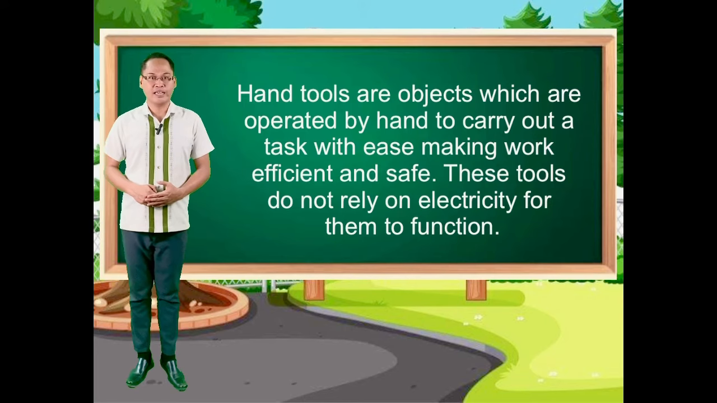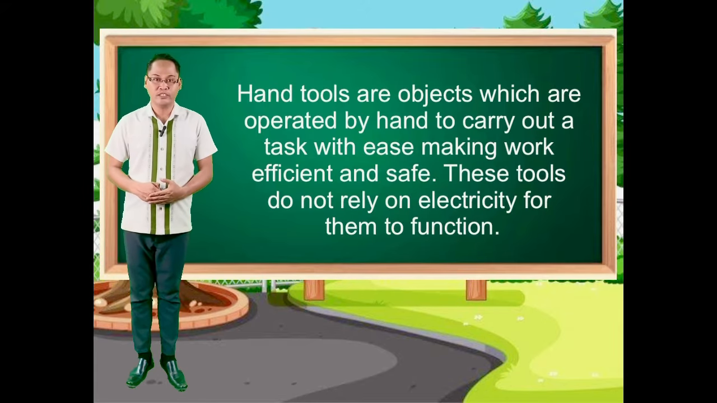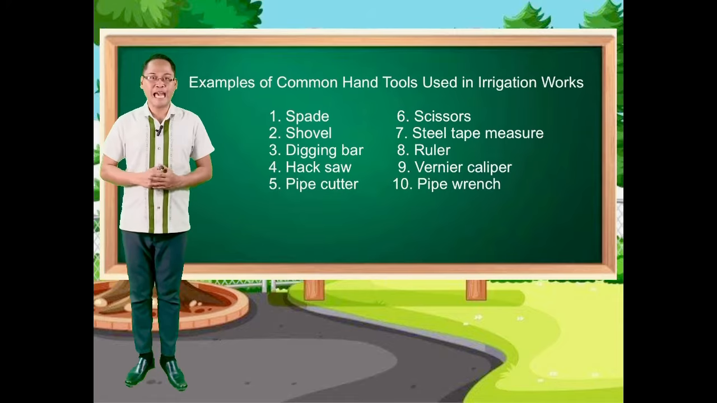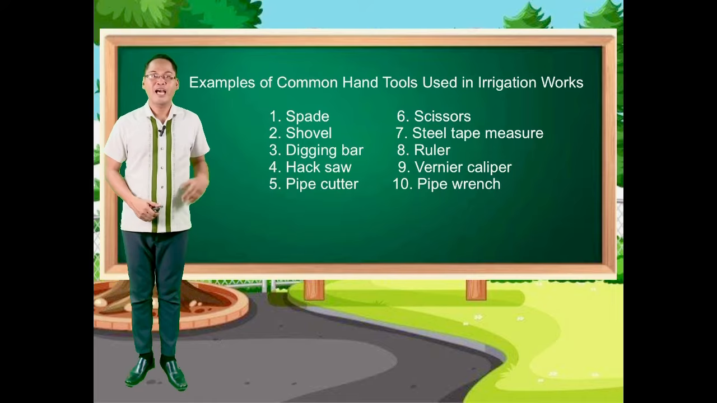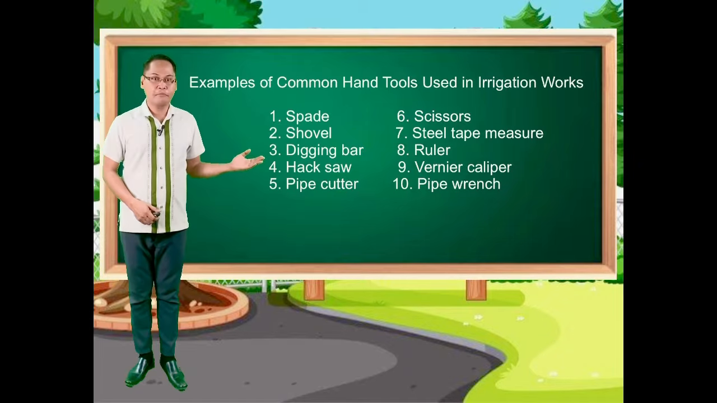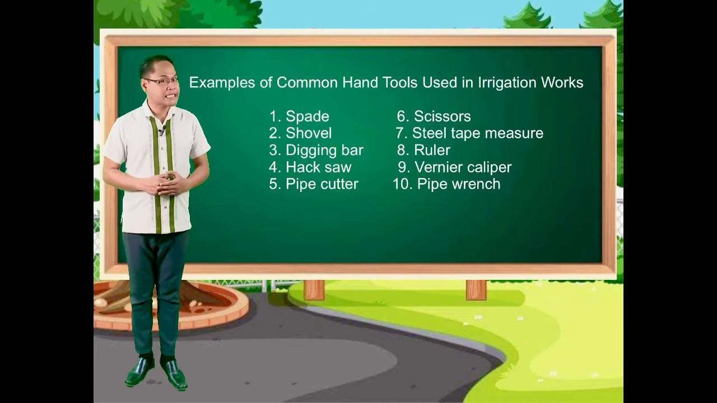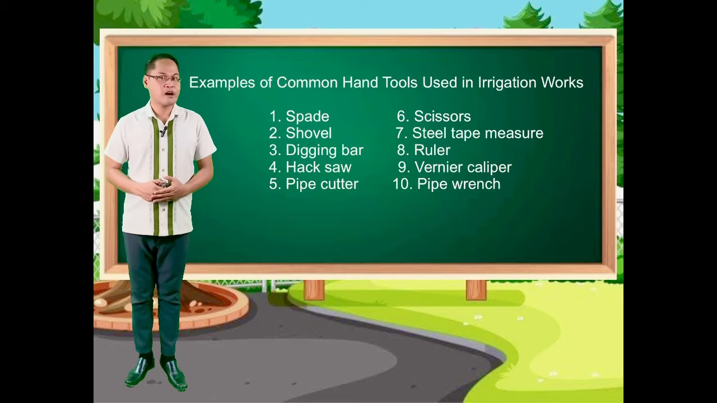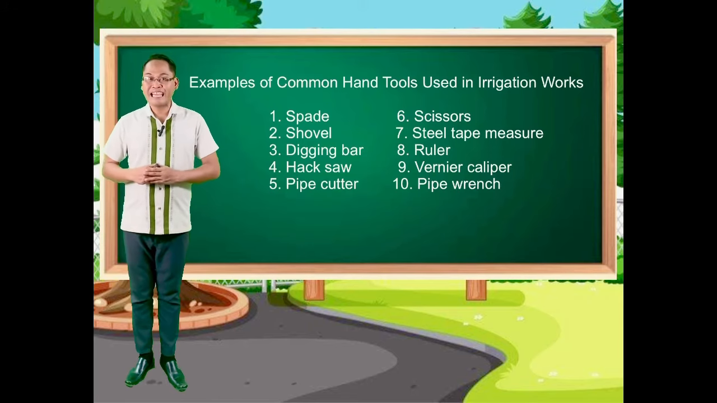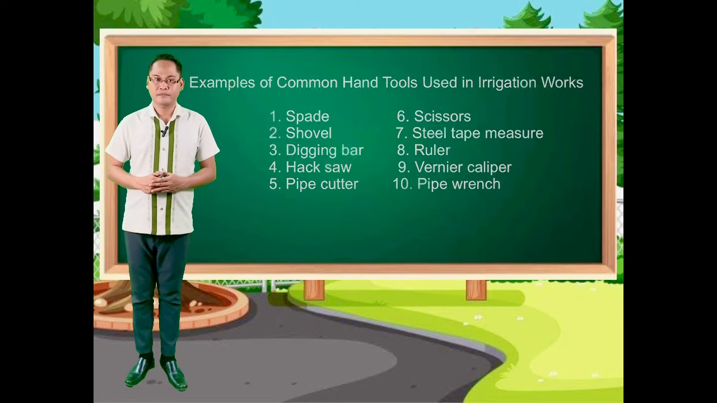Hand tools are objects which are operated to carry out a task with ease, making work efficient and safe. These tools do not rely on electricity and fuel to function. Examples of common hand tools used in irrigation works are spade, shovel, digging bar, hacksaw, pipe cutter, scissors, steel tape measure, roller, vernier caliper, and pipe wrench.